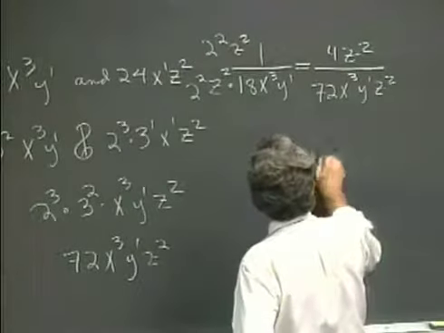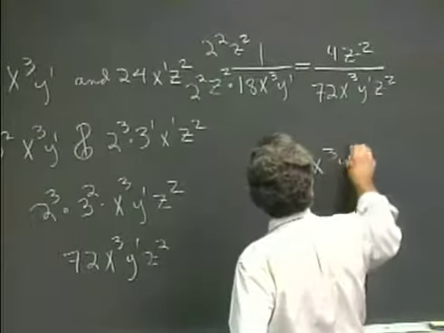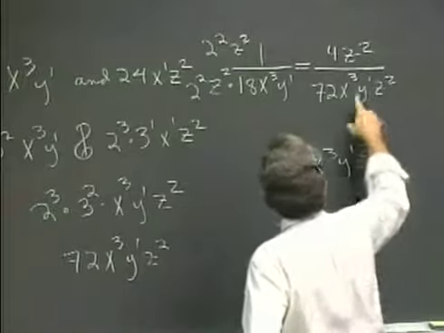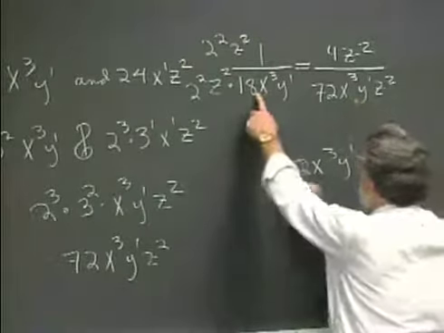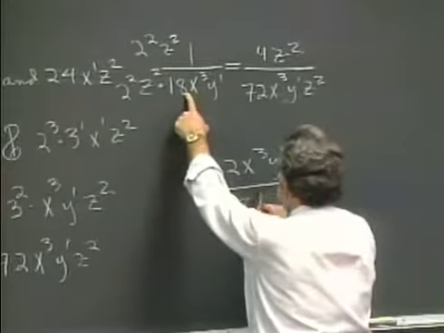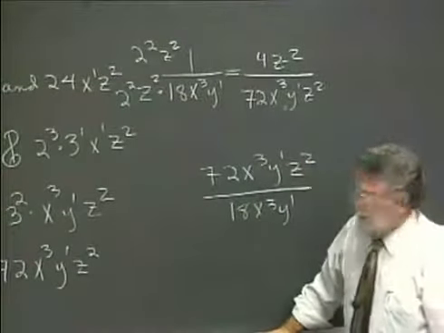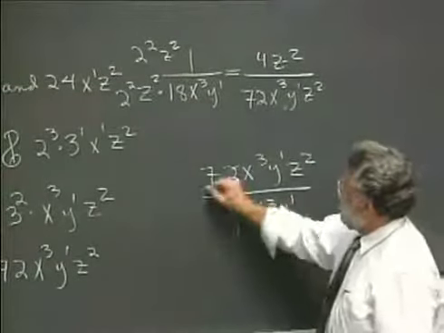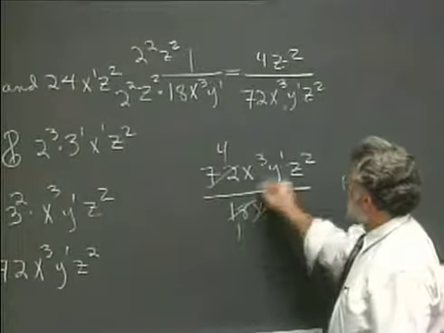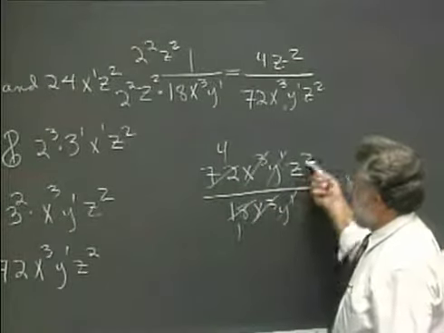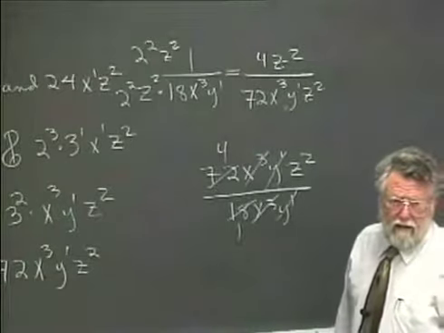You usually do this. This is the new denominator. Here's my old denominator. So you divide. Correct? And you say 18 into here, and that goes 4. These cancel, and you're left with 4z squared.